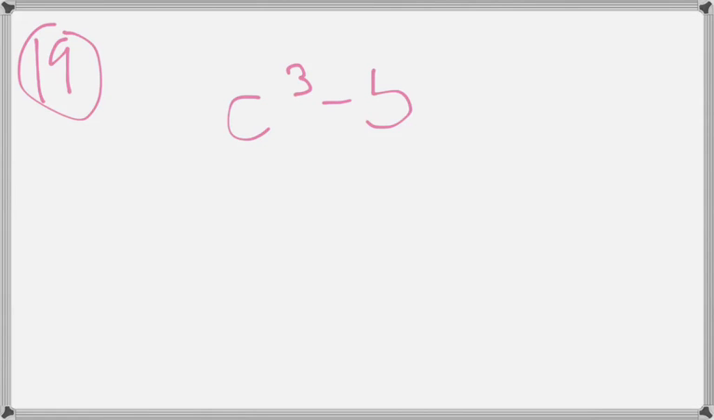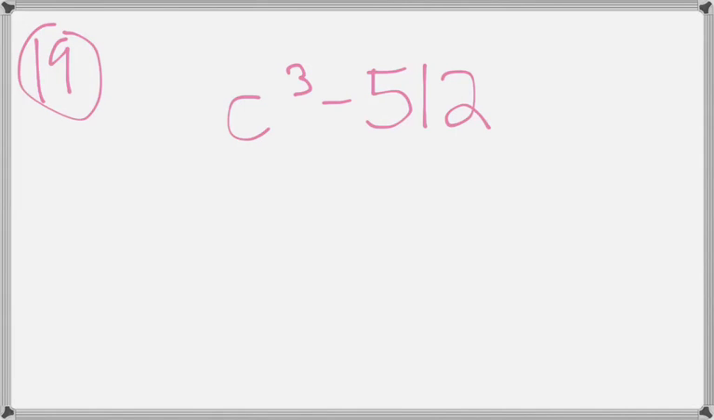In number 19, this time we have c cubed minus 512, and you are asked to factor. Not to solve, just to factor. So we don't need to know what c is. We just need you guys to tell us what the factors of c cubed minus 512 are. Now this was something that if you practiced on your review the previous day, you probably got it right. But if you didn't do your review, you probably missed this.